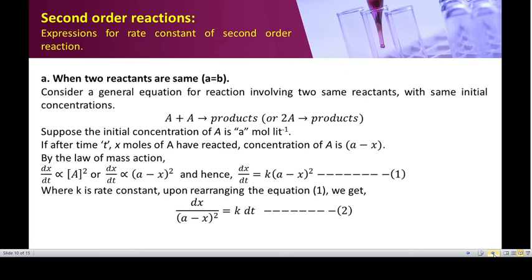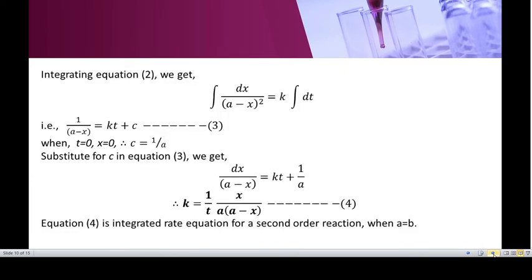So from equation 2, you can get the expression for rate constant k upon integration of equation 2. So that gives integration of dx by (a minus x) whole square is equal to k into integration of dt. What is integration of dx by (a minus x) whole square? That is 1 divided by (a minus x). What is integration of dt? That is t. So therefore you will have 1 by (a minus x) is equal to kt plus an integration constant c.